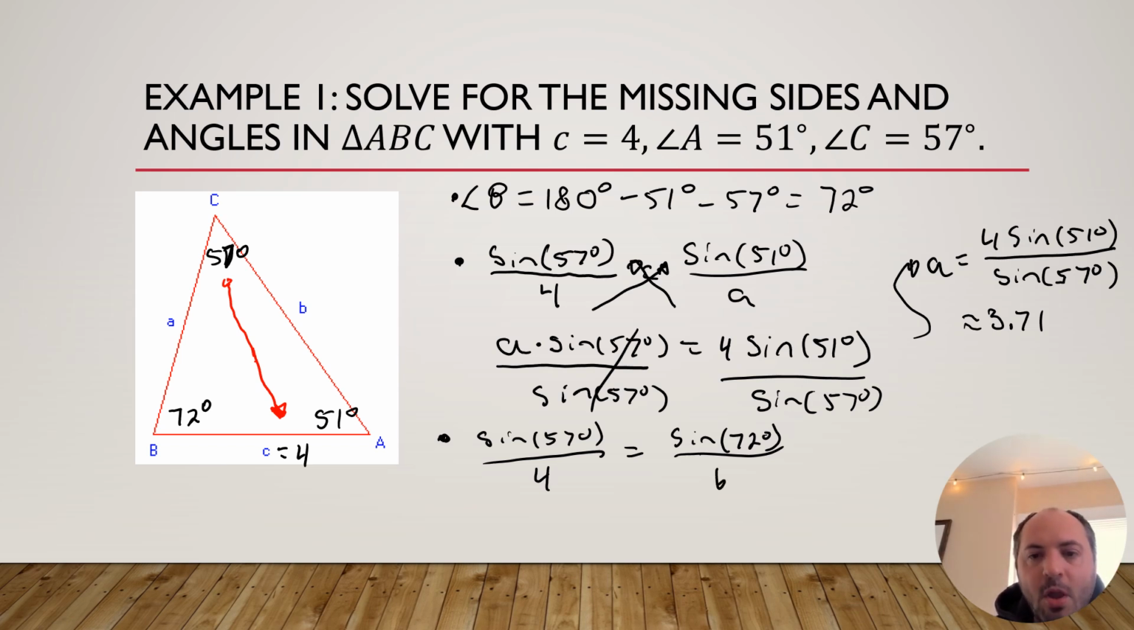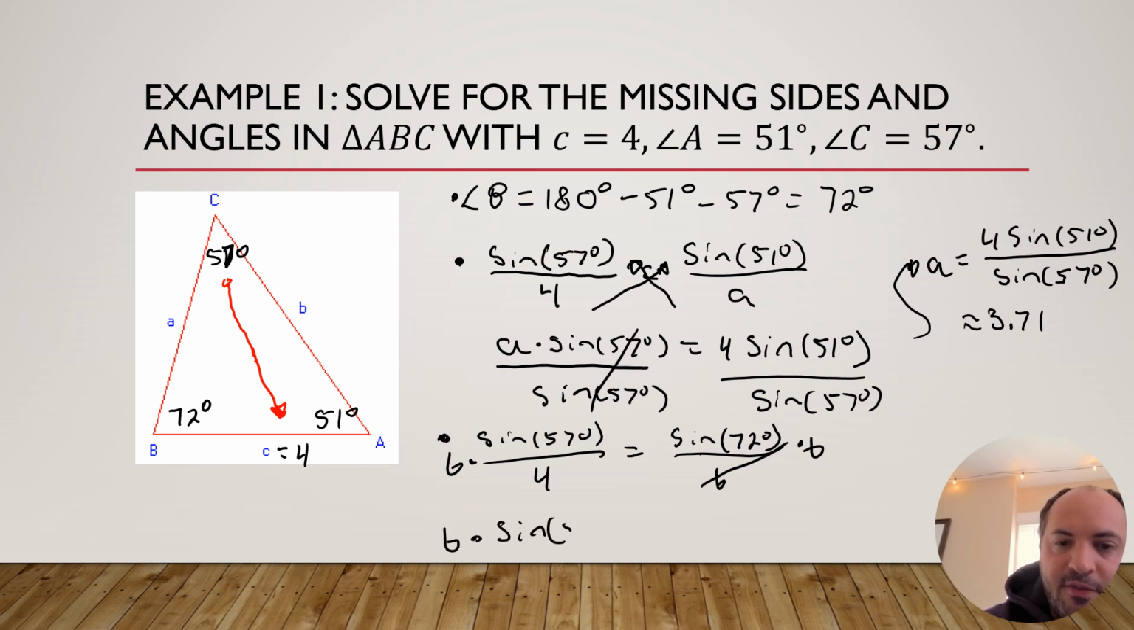Again, our goal is to get B by itself. So this time, I'm only going to move the B outside of the denominator. So since it's in the denominator, to undo that division, I'm going to multiply. So I will multiply both sides of this equation by B. My B's will cancel. So I will now have B times sine of 57 degrees divided by 4 is equal to sine of 72 degrees.